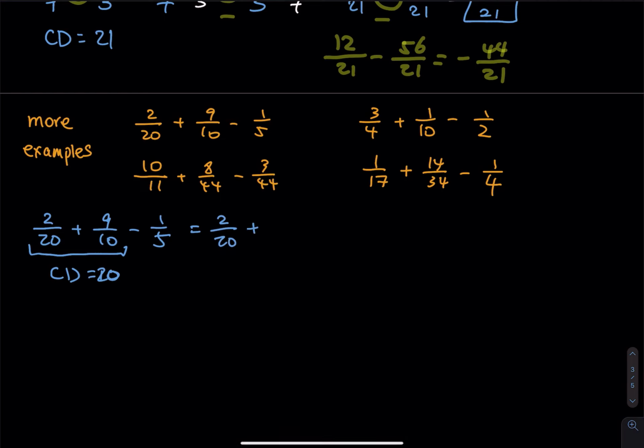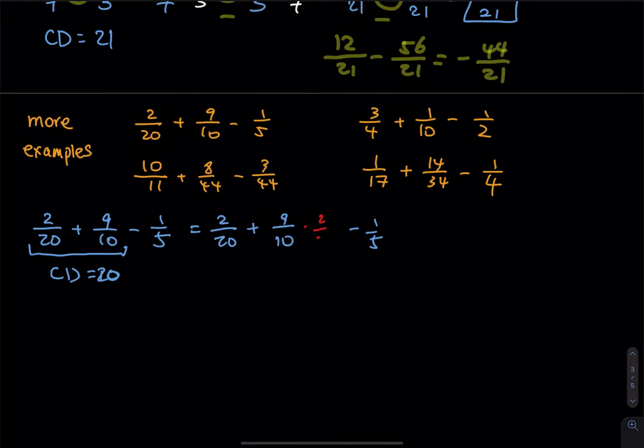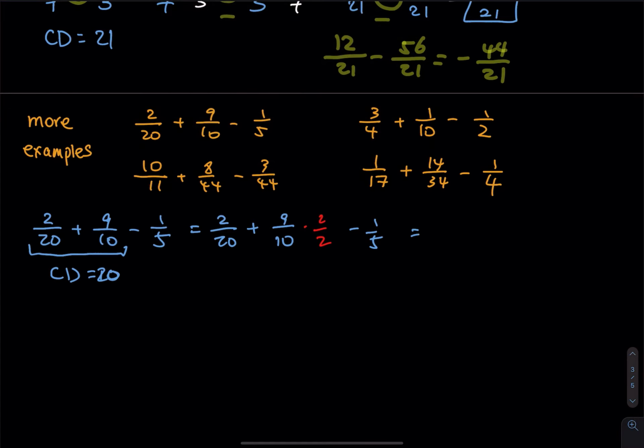Now I want you to do this: 9 over 10. How do you do the common denominator? You multiply the top and bottom by 2, because 10 times 2 gives you 20. And then you go back to the math. So that is 2 over 20 plus 18 over 20, 9 times 2. And then minus 1 over 5. So this one you have 20 over 20, right?